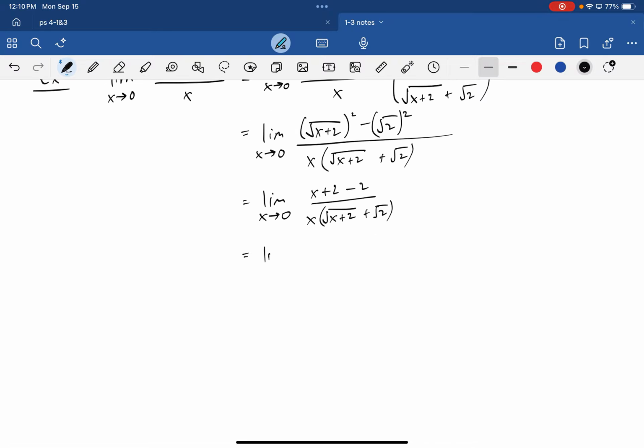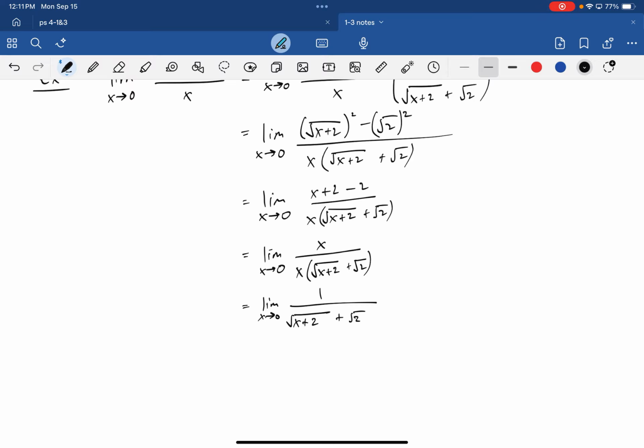Well, we can keep simplifying this. The numerator is going to be x, and the bottom is also going to have x, right? So what are we able to do on our next step? Cancel out the x, right? Because in this current form, if we were to plug in x equals 0, it would still be undefined. It would still have a 0 in the numerator and denominator. So what we need to do is cancel out the x's. And we're going to have 1 over the square root of x plus 2 plus the square root of 2.